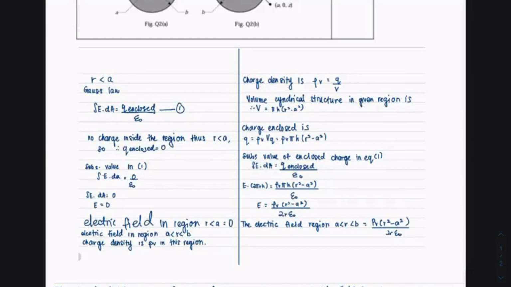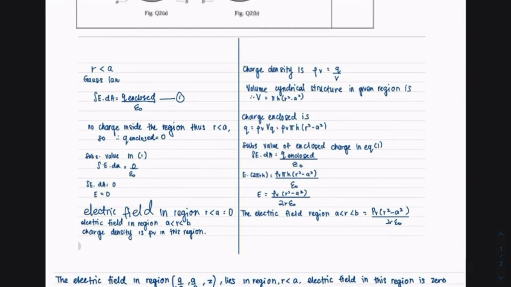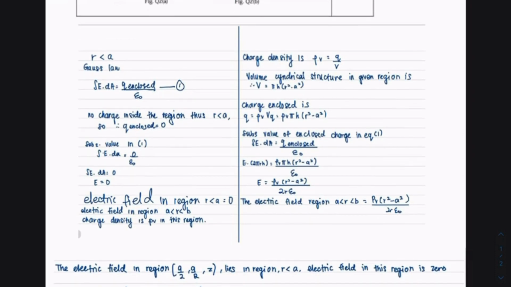So at first we choose the R less than A region. For this, we need to use Gauss law, which is the integration of E times dA equal to Q enclosed over epsilon naught. We mark it as the first equation. Because there's no charge inside the region of R less than A, Q enclosed is equal to 0.